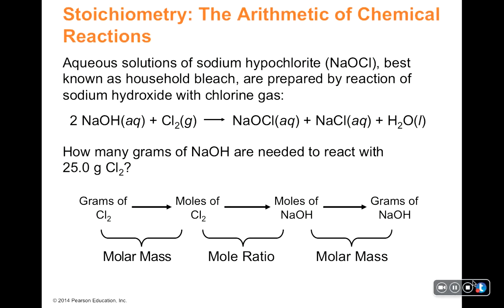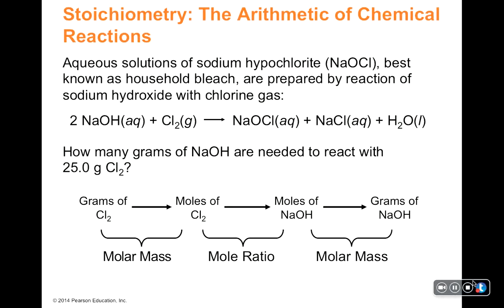We have 2 sodium on the left and then 2 sodium on the right. We have 2 oxygen on the left and 2 oxygen on the right. We have 2 hydrogen on the left and 2 hydrogen on the right. So far so good. And 2 chlorine on the left and 2 chlorine on the right. So this equation is balanced. Now you can move forward with the problem that's asked. So they're asking you for grams of sodium hydroxide needed to react with 25 grams of chlorine.